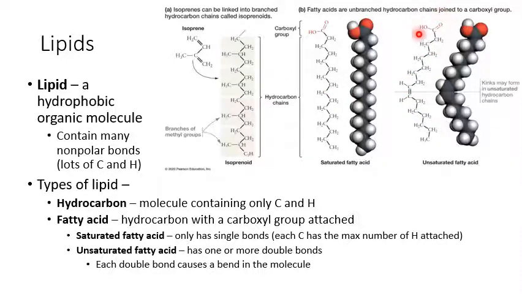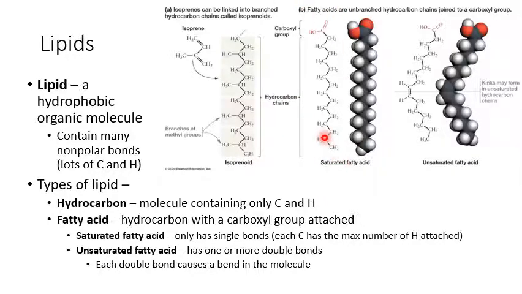And then at one end of the molecule, you have the carboxyl group, which makes it a fatty acid, because that carboxyl group is slightly acidic. There are two basic types of fatty acids. One is saturated and the other is unsaturated. The straight molecule here is a saturated fatty acid.